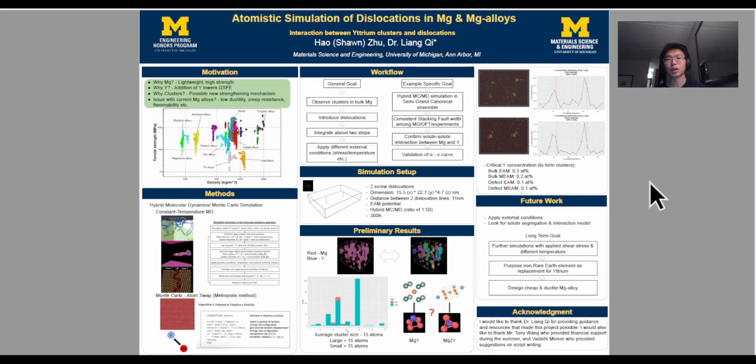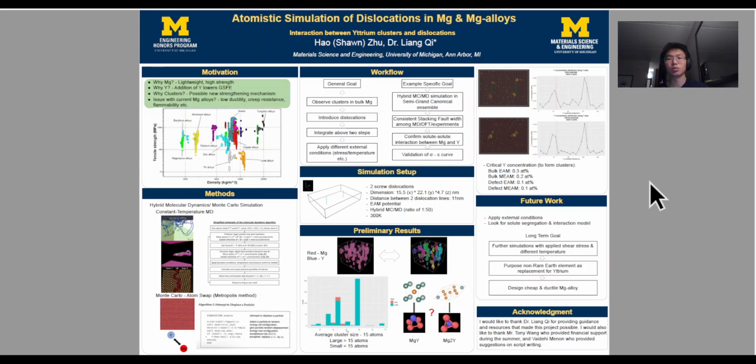And along the way, I was also able to get the critical yttrium concentration to form clusters. Namely, in bulk EAM, it is 0.3 atomic percent, and bulk MEAM 0.2 atomic percent, defected EAM and defected MEAM both have 0.1 atomic percent. So that's how far I was able to get within this project.